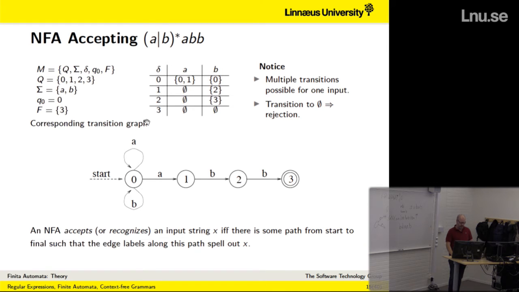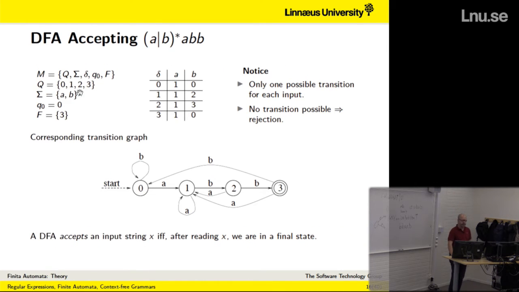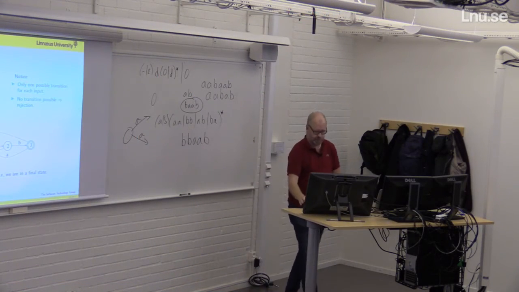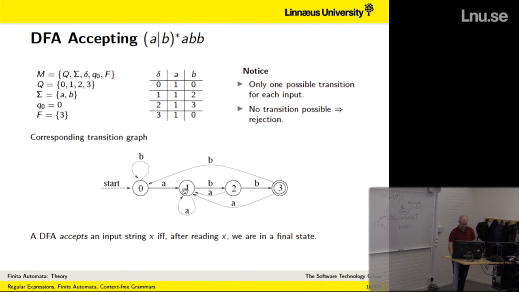Similar, the same language, but now it is a DFA. Then all of a sudden it's much more complicated. Let's take something that fits this one. Bob fits this one. B, A, B, B. It was too simple. Let's take A, B, B, A, B, A, B, B. It works.